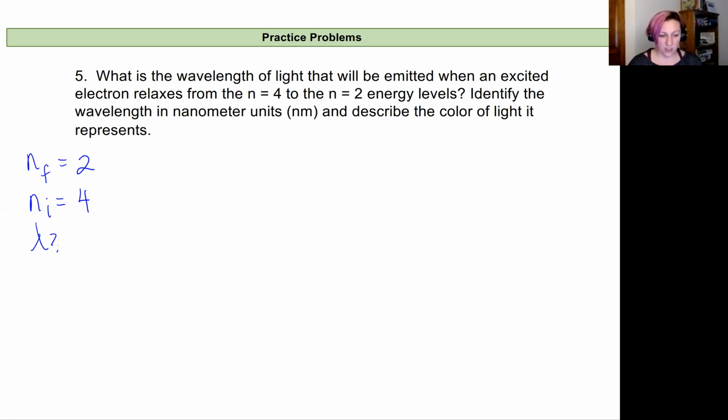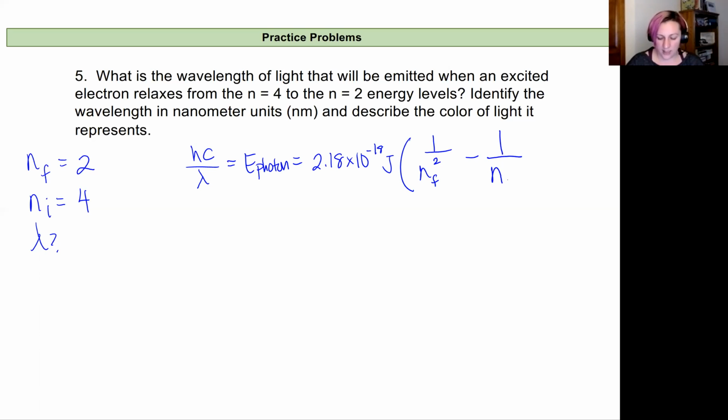The equation I'm going to use is the one from the previous lecture: Planck's constant times speed of light divided by wavelength gives us the energy of a photon. That energy of the photon corresponds to the opposite of the change in energy between the two energy levels. We can characterize that as 2.18 times 10 to the negative 18th joules times 1 over n final squared minus 1 over n initial squared. So the goal, again, is to get to that wavelength.